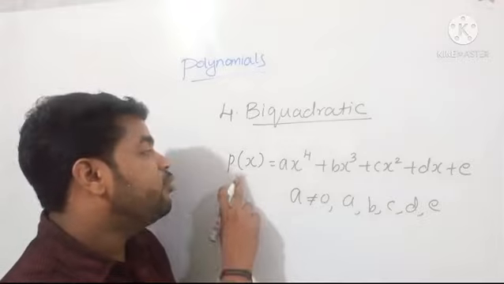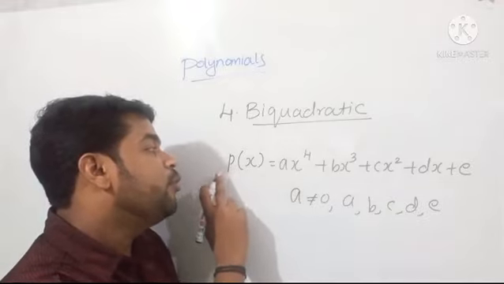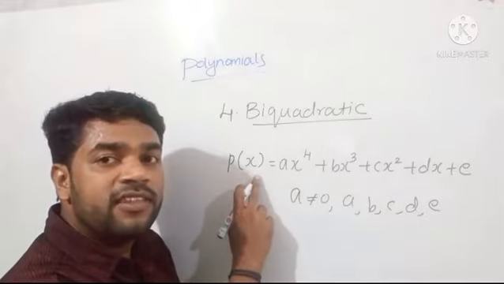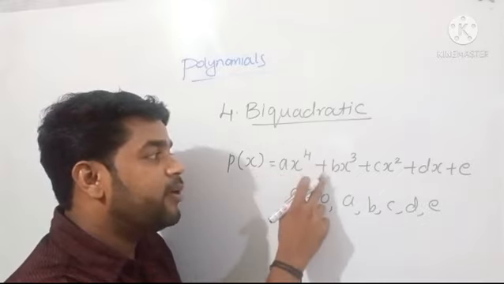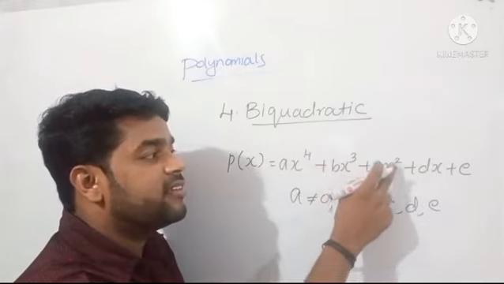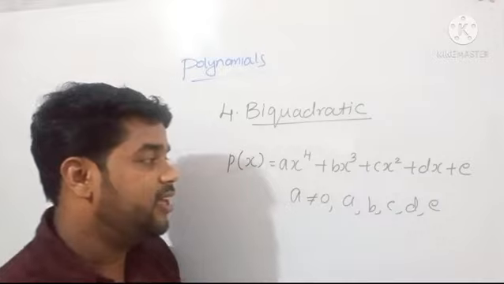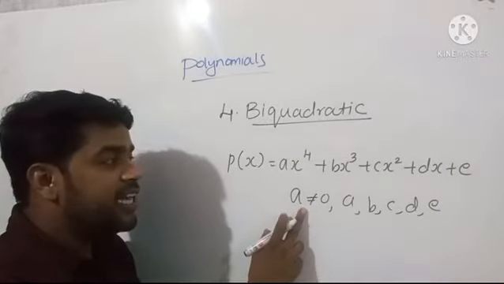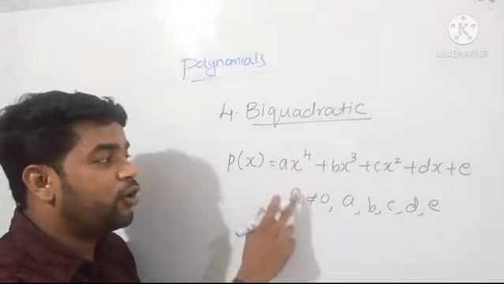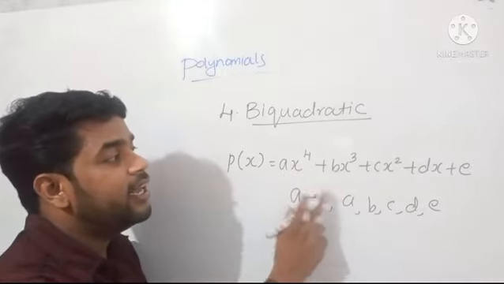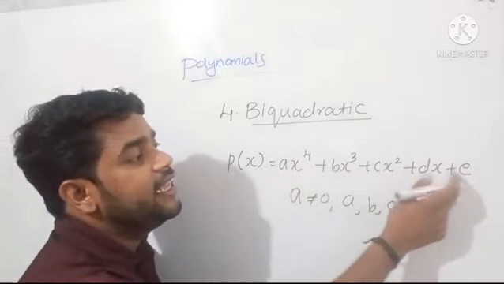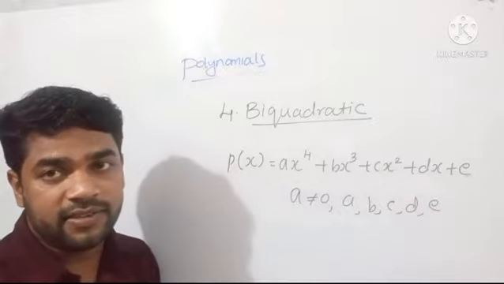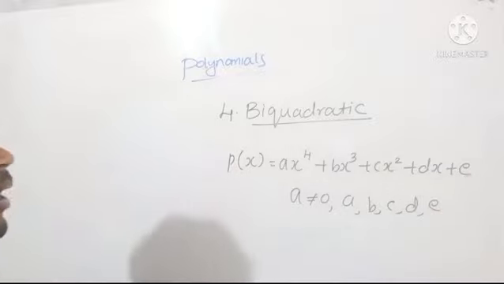This is the standard form of a biquadratic polynomial. A polynomial is of the form p of x is equal to ax raised to 4 plus bx cube plus cx square plus dx plus e. That is called a biquadratic polynomial. And don't forget the condition: the coefficient of x raised to 4 cannot be 0, and a, b, c, d and e are any real numbers.